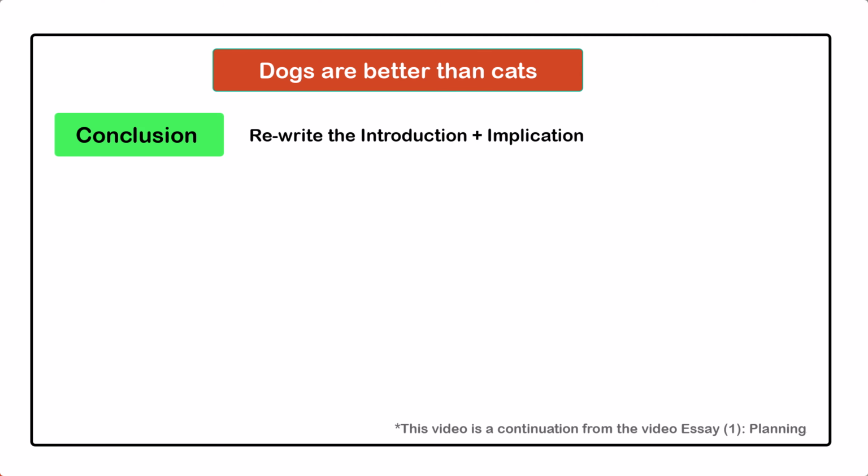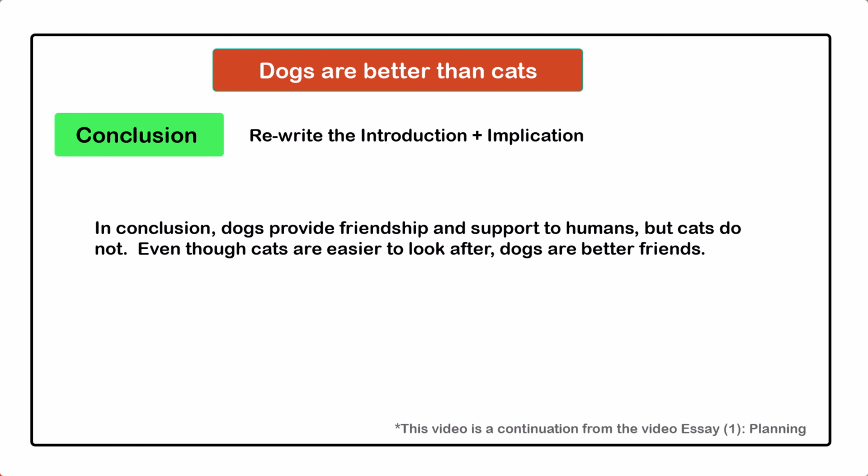In the conclusion, you need to restate the introduction and add an implication. So let's restate the introduction like this. In conclusion, dogs provide friendship and support to humans, but cats do not. Even though cats are easier to look after, dogs are better friends. Then add an implication, like this. This makes dogs the better choice for pet owners.